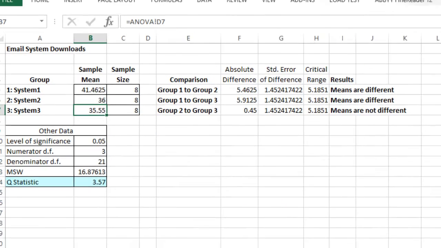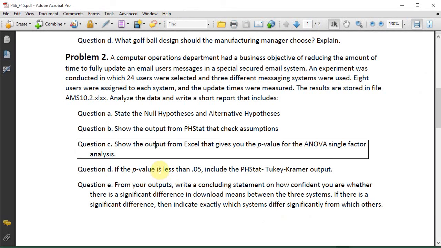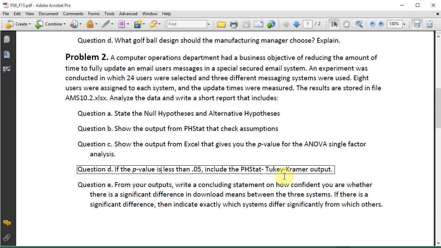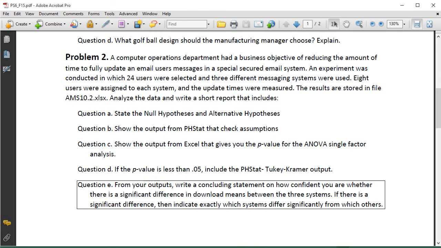So, what is the... Question D. If the p-value is less than 0.05, include the PHStat Tukey-Kramer output. We did that. We just did that. And let's see. Question E. From your outputs, write a concluding statement on how confident you are whether there is a significant difference in download means between the 3 systems. If there is a significant difference, then indicate exactly which systems differ significantly from which others. Okay, very good.